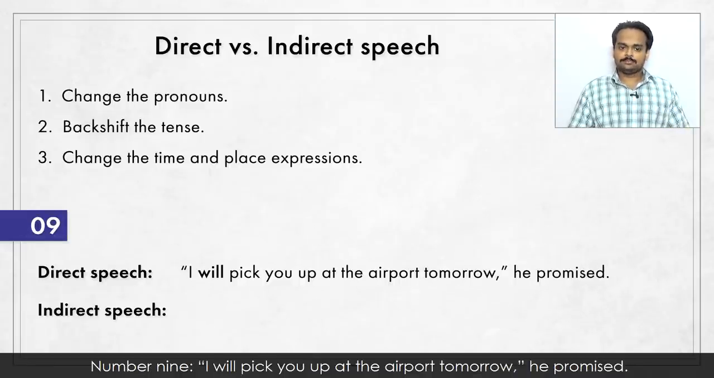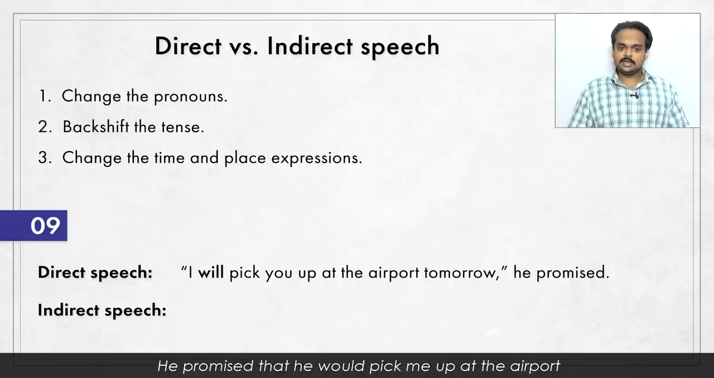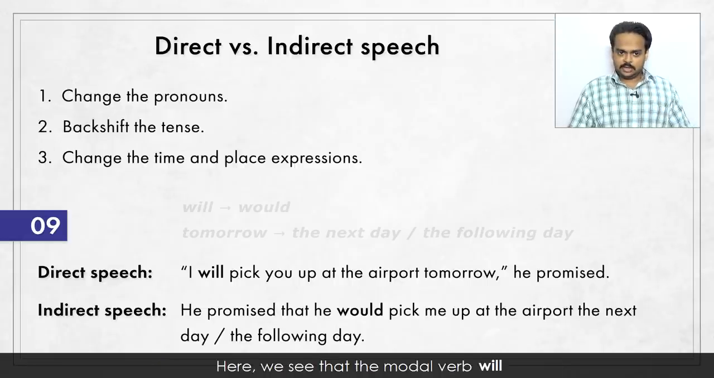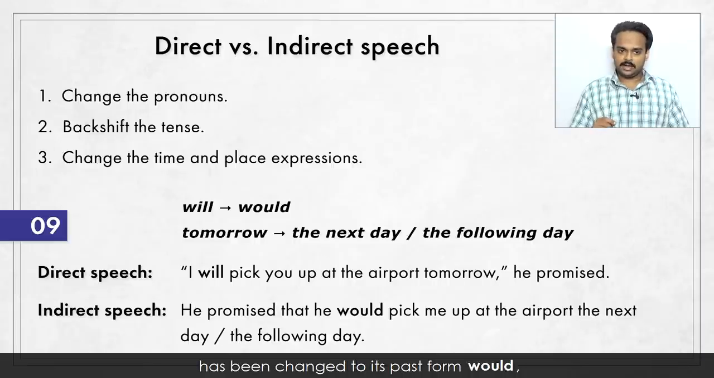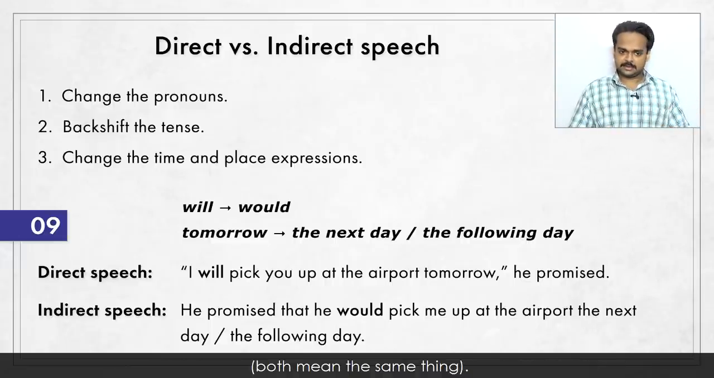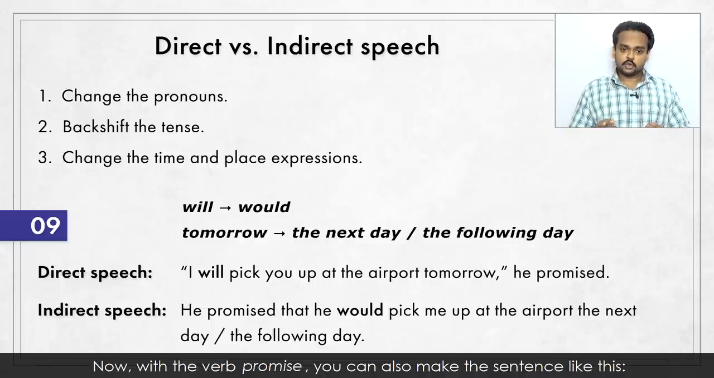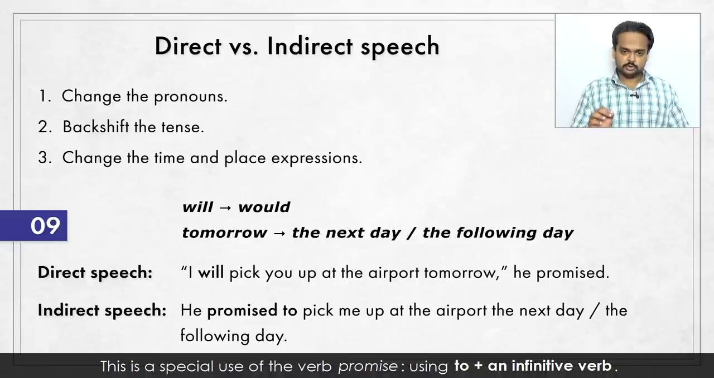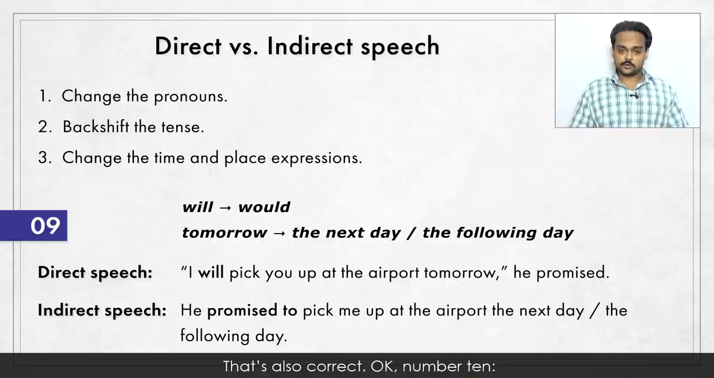Number 9, I will pick you up at the airport tomorrow, he promised. He promised that he would pick me up at the airport the next or the following day. Here we see that the modal verb will has been changed to its past form, would. And tomorrow has become the next day or the following day. Both mean the same thing. Now, with the verb promise, you can also make the sentence like this. He promised to pick me up at the airport the following day. This is a special use of the verb promise, using to plus an infinitive verb that's also correct.